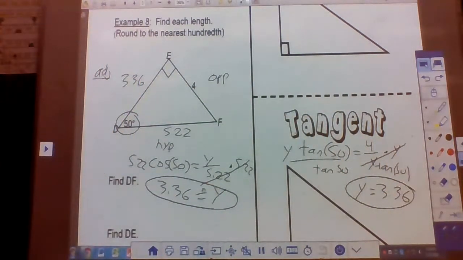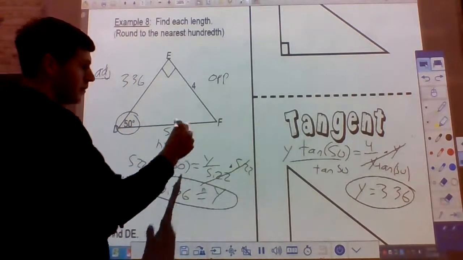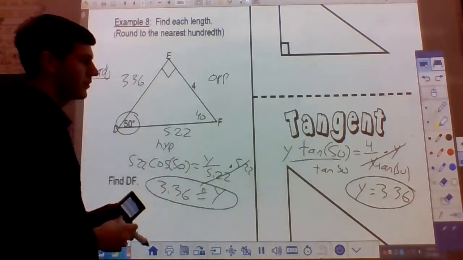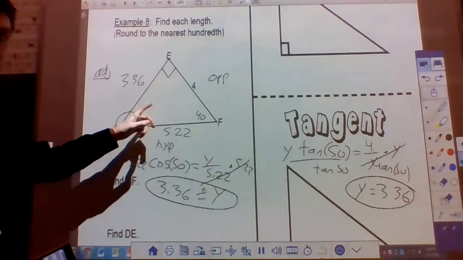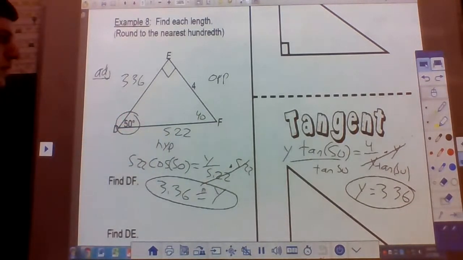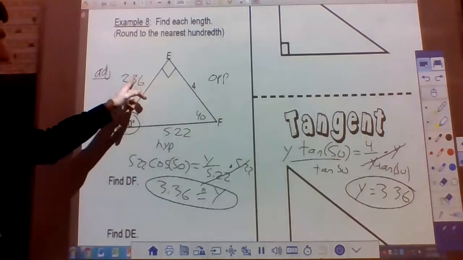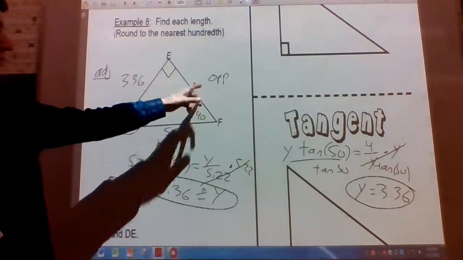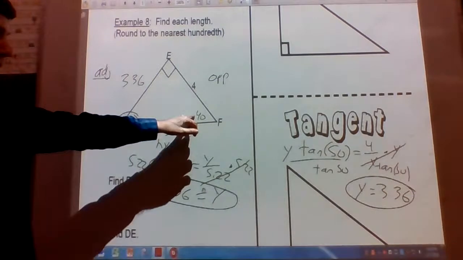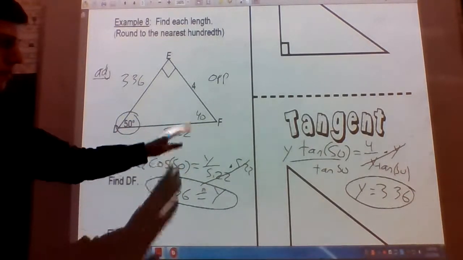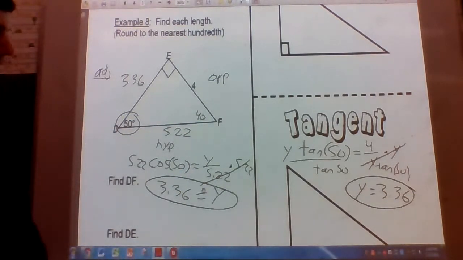We could have also found the other angle. This angle would have been 40 degrees, right? Because the three angles have to add up to 180. And then we could have done sine or tangent using the 40-degree angle instead of the 50-degree angle, but that's fine.